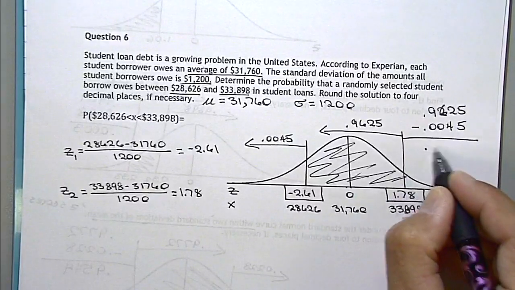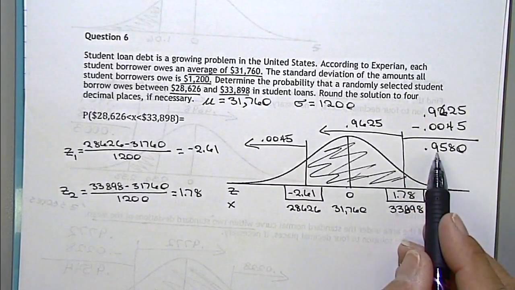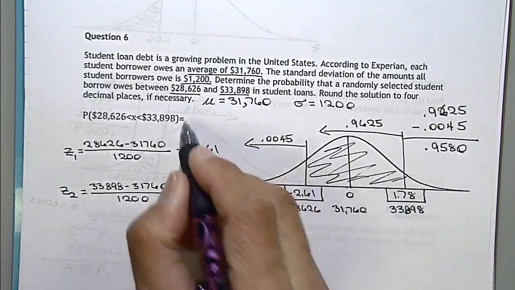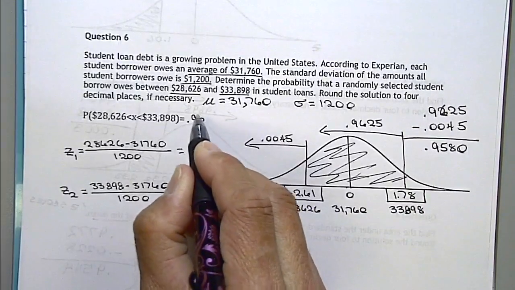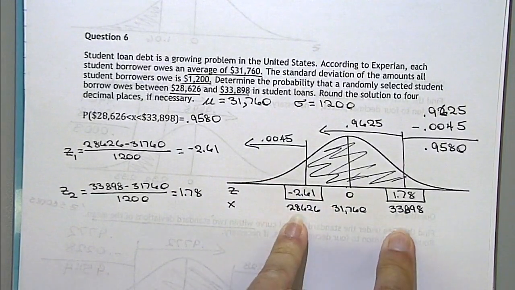And I subtract those to get the area in between. The area in between is 0.9580. That's my probability, isn't it? So there's a pretty good chance. Over 95%, almost 96% of students will have a debt between those two numbers.